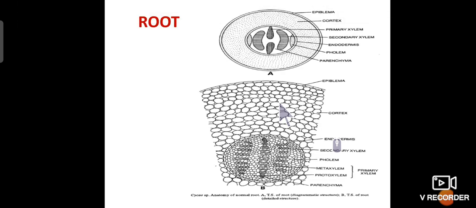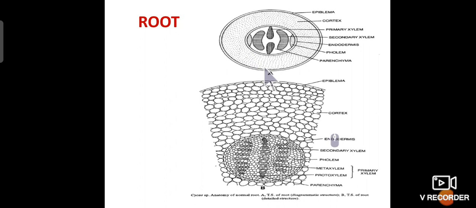Now here in the root, the internal morphology of the young root of Cycas is somewhat similar to that of a typical dicotyledonous angiosperm. As you can see in this picture, this is the diagram showing the transverse section of the young root, and it shows a nearly circular outline, in both these pictures.